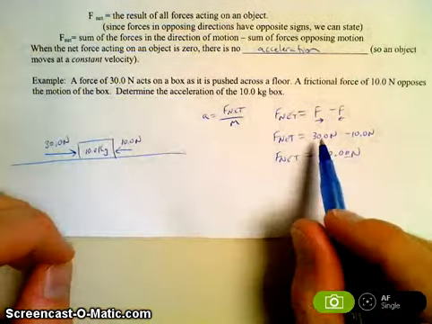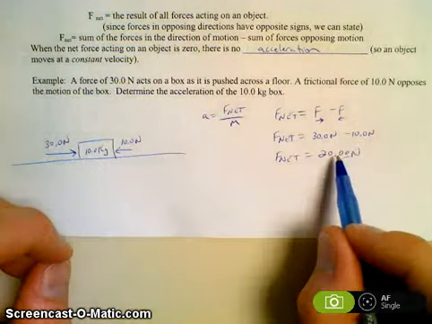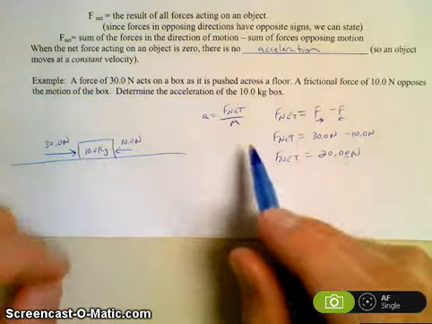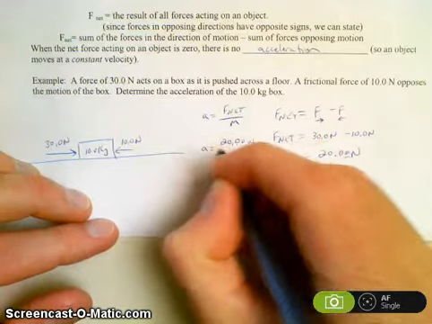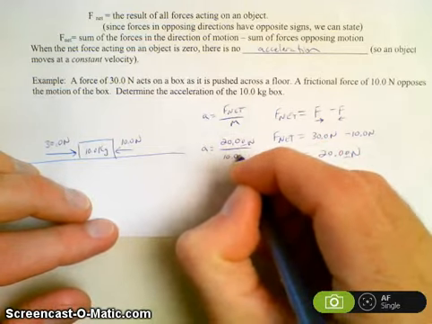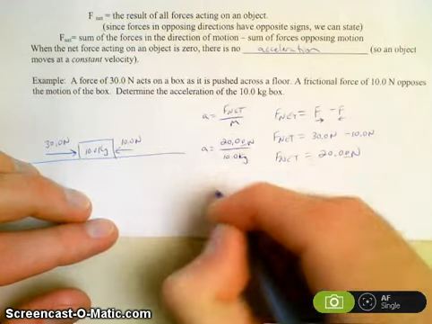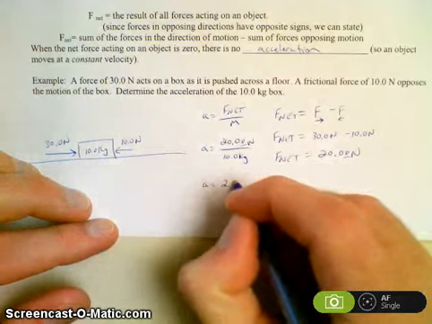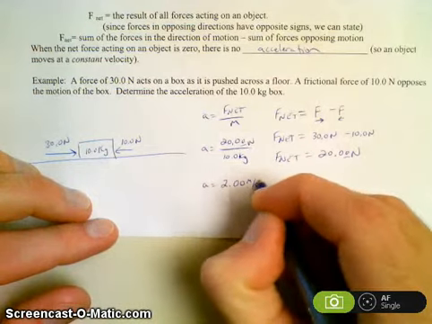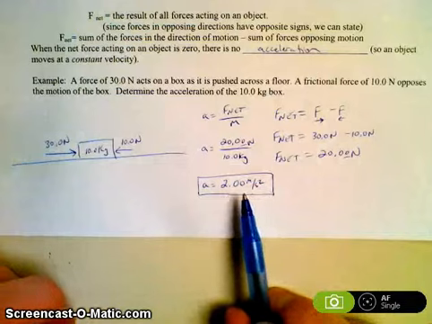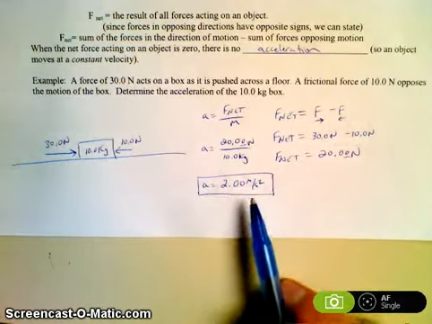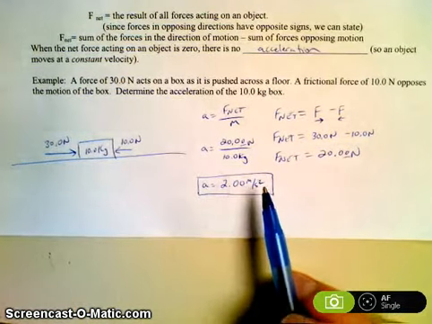Again, addition rule, looking for tenths. Tenths, answer as tenths, carry an extra. Now we can plug it into here. And again, I get a value of 2.00 meters per second squared.